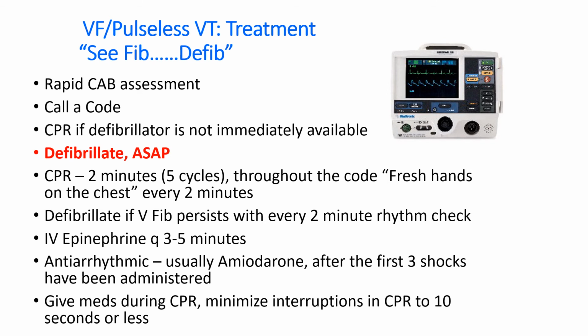After your epinephrine and CPR for another 2 minutes, if it's still in V-fib, you would defib, and then you would want to consider an antiarrhythmic, usually amiodarone. After the first 3 shocks have been administered, then you would give amiodarone 300. Remember to always give meds during CPR and minimize interruption in CPR to 10 seconds or less.